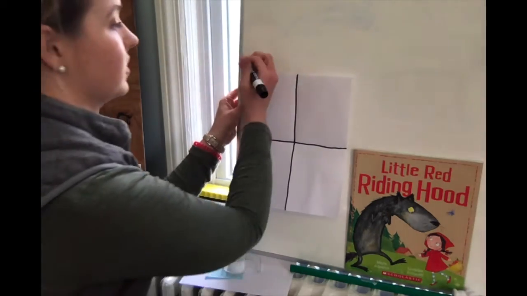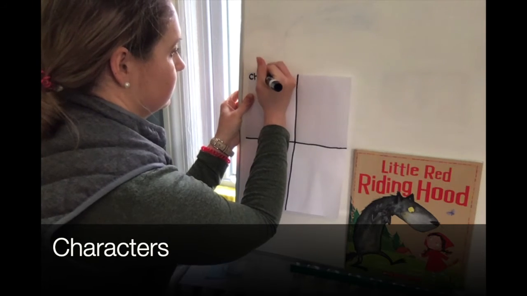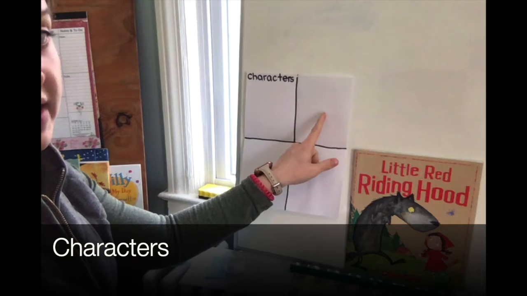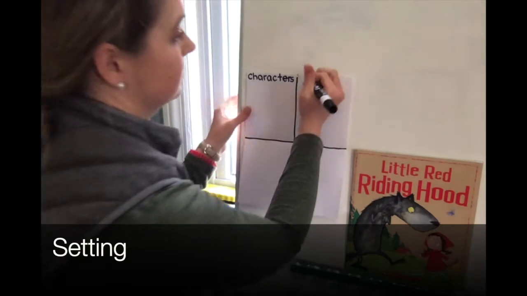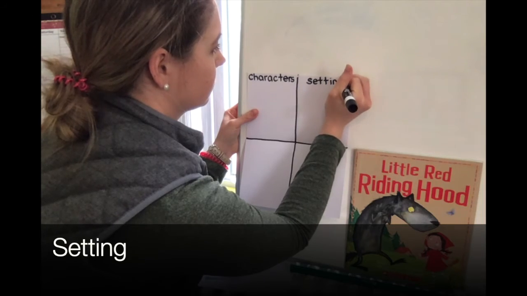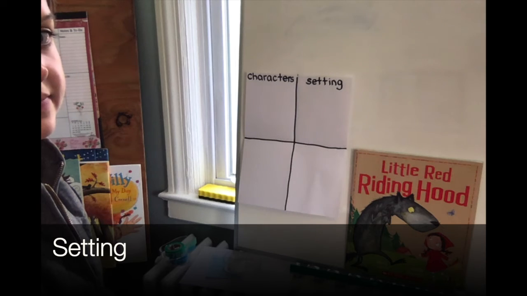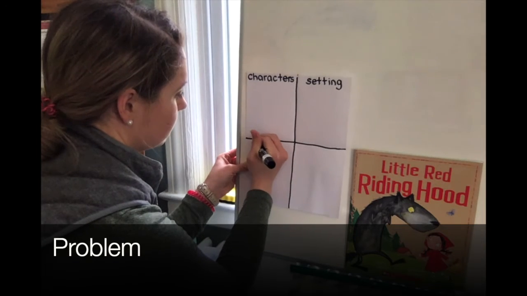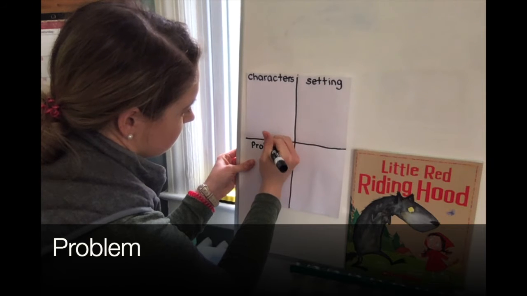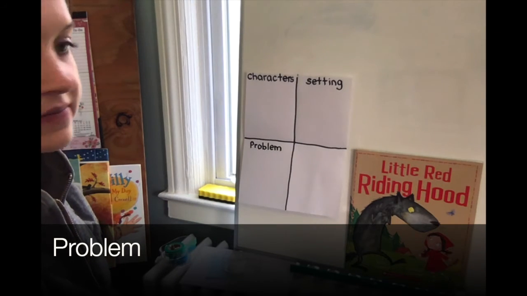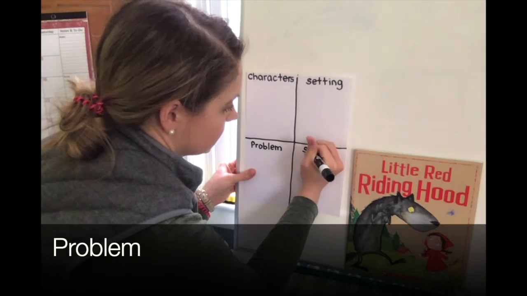In the boxes, first thing that we're going to do is label the different story elements. In this first box at the top, we're going to be writing the word characters. In the next box over, we're going to be writing the word setting. In this box, we're going to be writing the word problem. And in the next box, we're going to be writing the word solution.